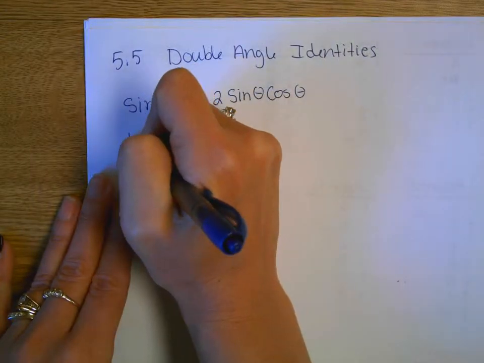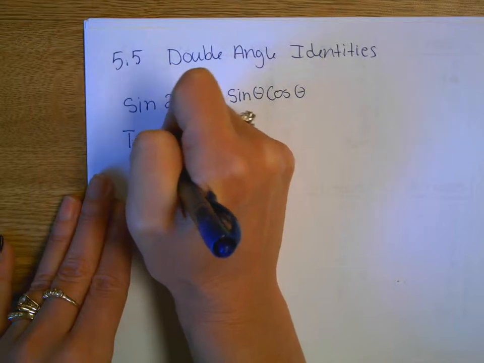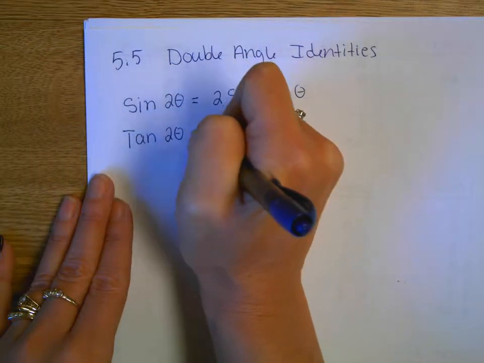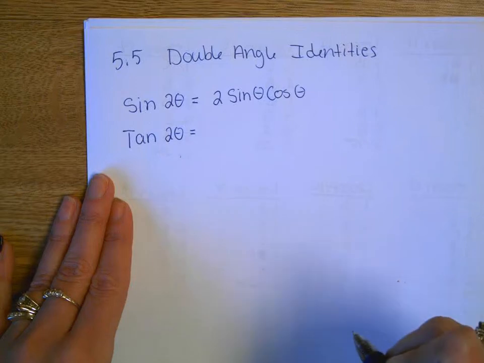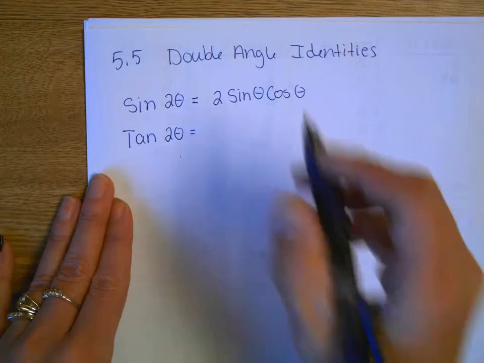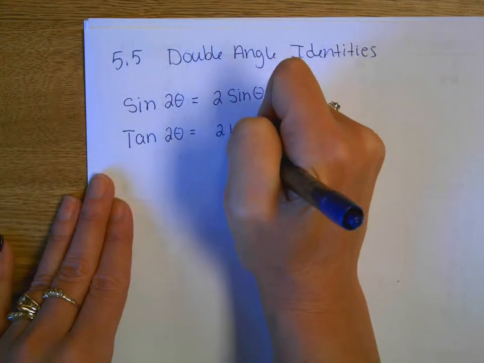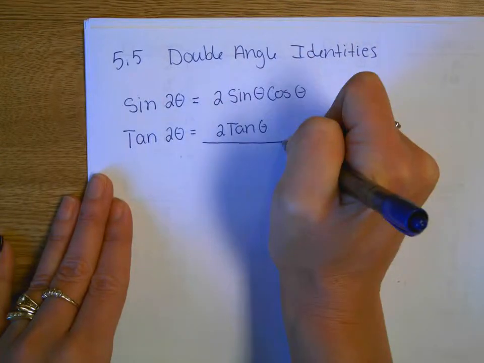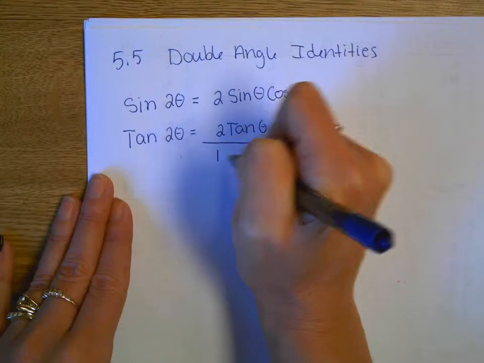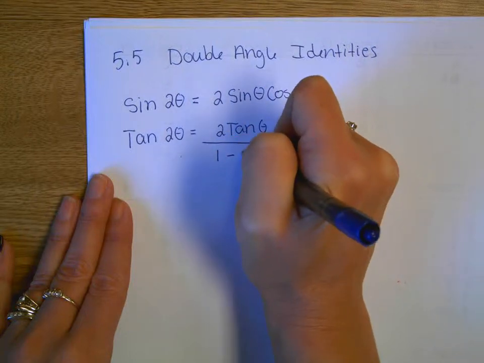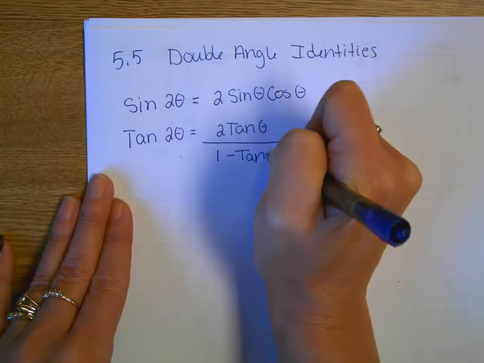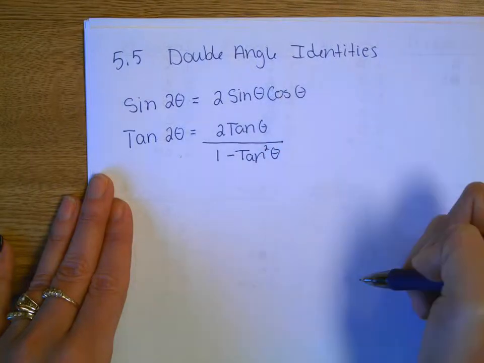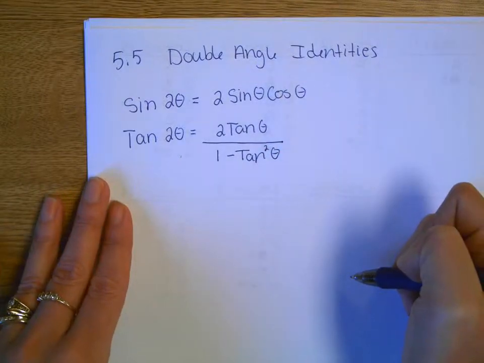Tangent. We're doing all 3 today. Of a double angle. 2 tan of the angle over 1 minus tan squared. Tangent's always ugly.